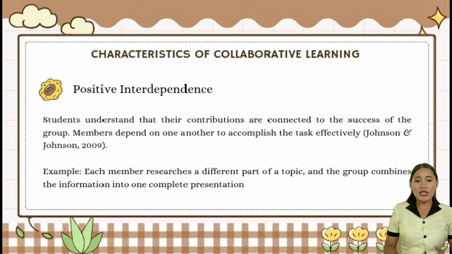That is because the members need one another's contributions to complete the task effectively. So if one member does not contribute his or her part, the group's final output may be incomplete. So in simple terms, students understand that their success is connected to the success of their group.